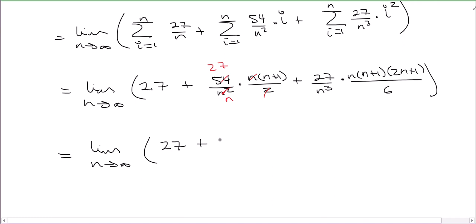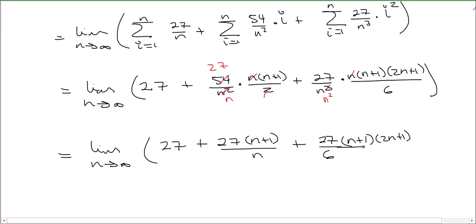But I already canceled this, so I'm just going to say 27 times n plus 1 over n, right? I cancel that n with one of those n squares. Plus, and then here I can cancel that one n with one of those, so I'm going to have n squared on the bottom. And is it worth simplifying that? Let's see, I'm just going to leave it as 27 over 6, and then we'll have n plus 1 times 2n plus 1, and then 6n squared. And now we can take the limit.